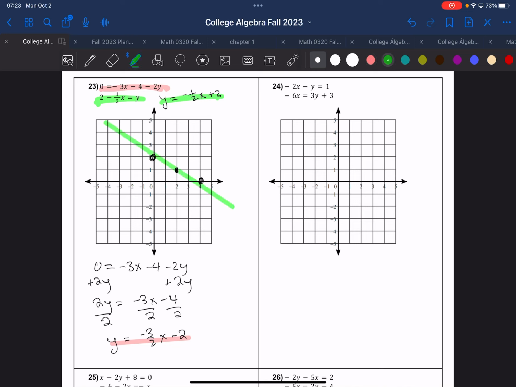Okay. What is my y-intercept for the other equation? 0, negative 2. Yep, so negative 2. And my slope is telling me to do what? Down 3 over 2. Down 3 over 2. So 1, 2, 3. Okay, and I'm also going to go in the opposite direction.